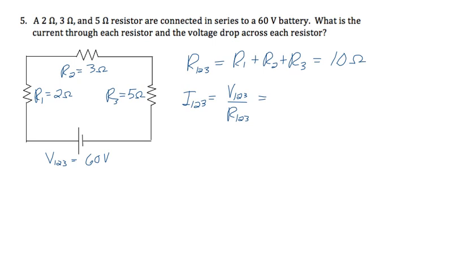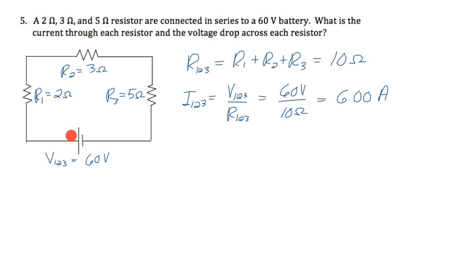So we're going to get 60 volts, divided by the equivalent resistance, which is 10 ohms. So we get 6 amps. And to 3 significant digits, I would write that 6.00 amps. Right, now since I know that, I now know what I1, I2, and I3 are.